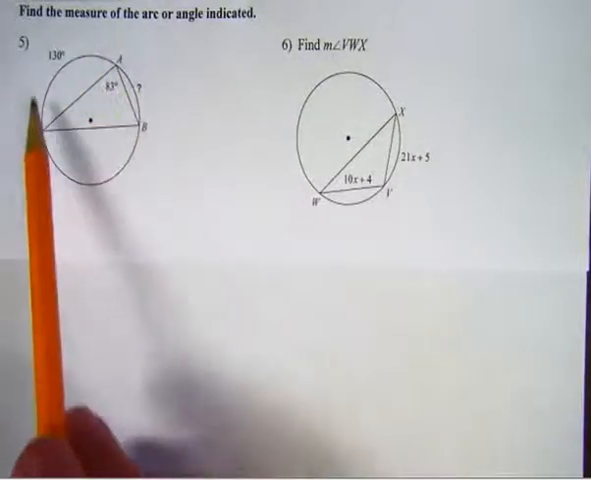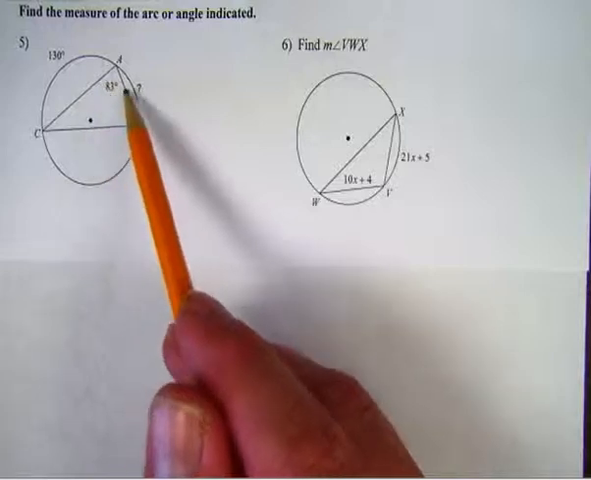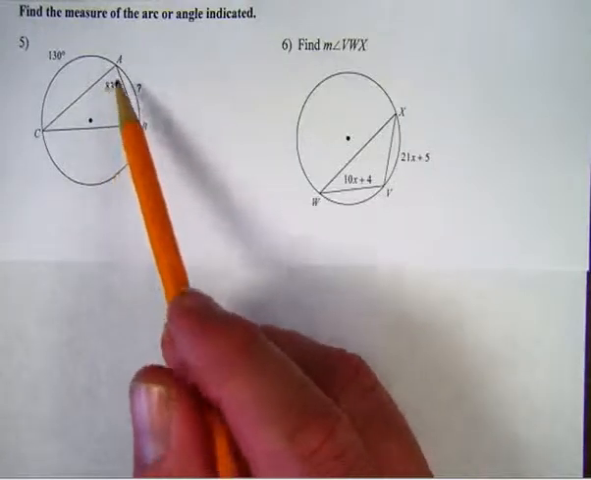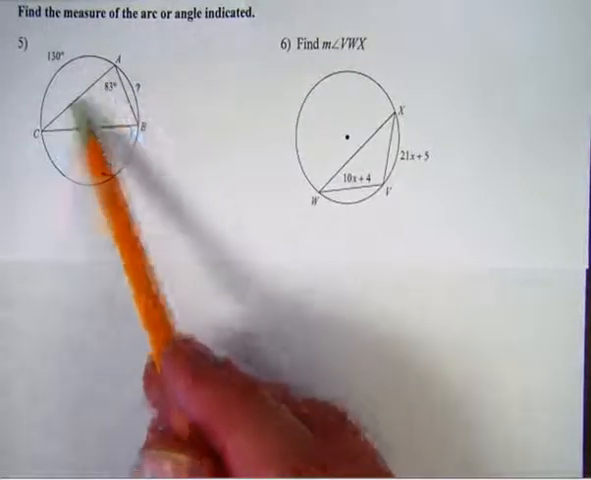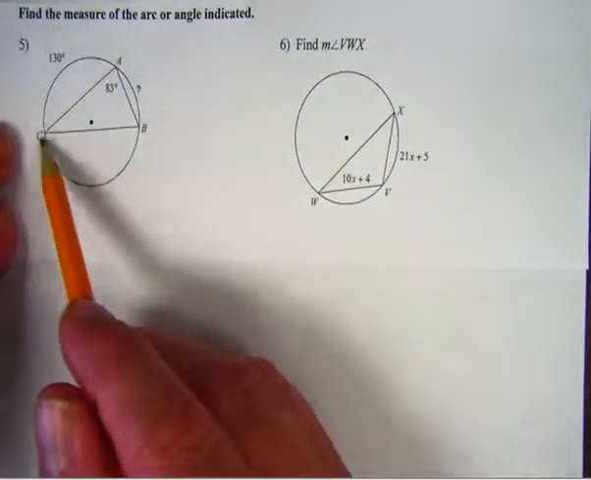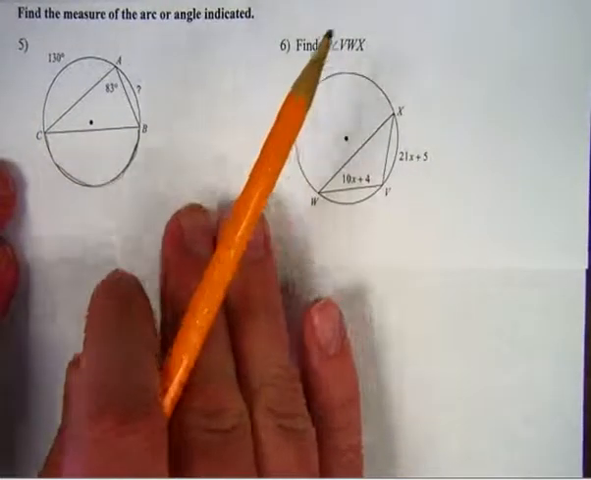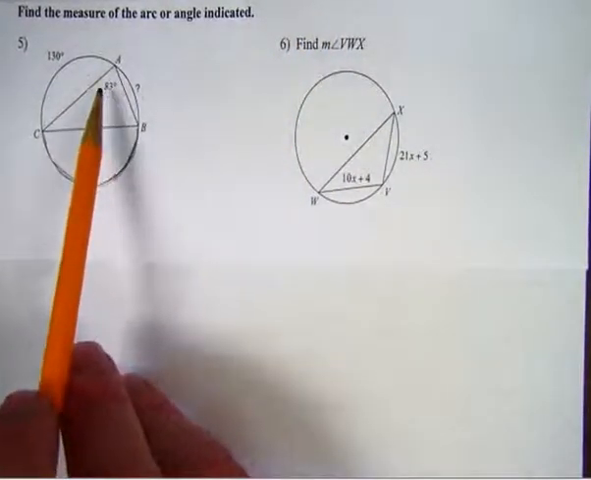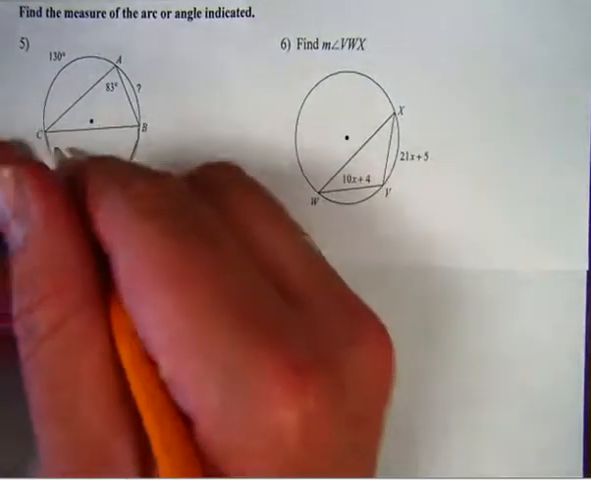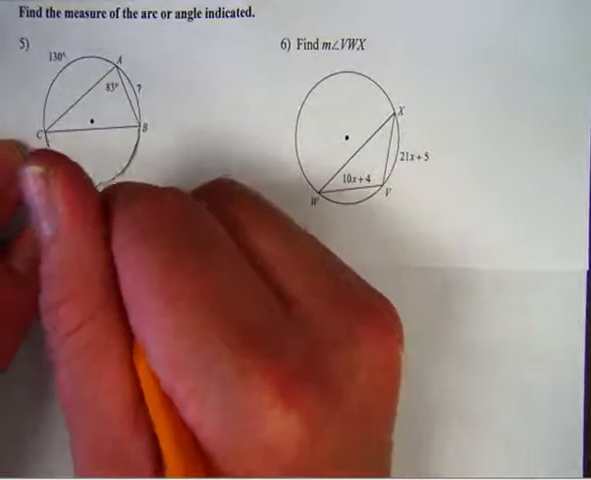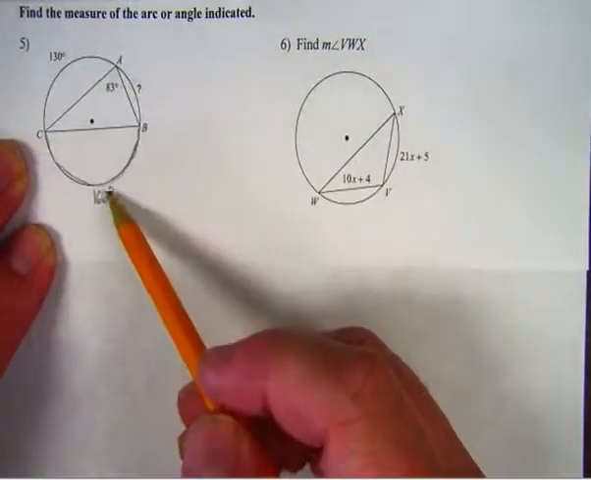We know arc AC is 130, and we know that angle A is 83 degrees. But we also know from our studies that if you have an inscribed angle, the measure of the arc intercepted by that angle, so here that would be arc CB, is going to be twice the angle. So if I take 83 and I multiply it by 2, that's 166. So arc CB is 166 degrees. I can figure that out from what I know there.